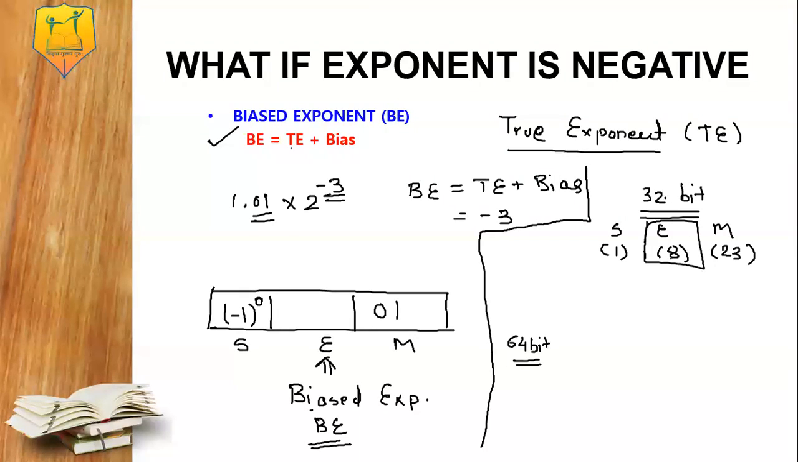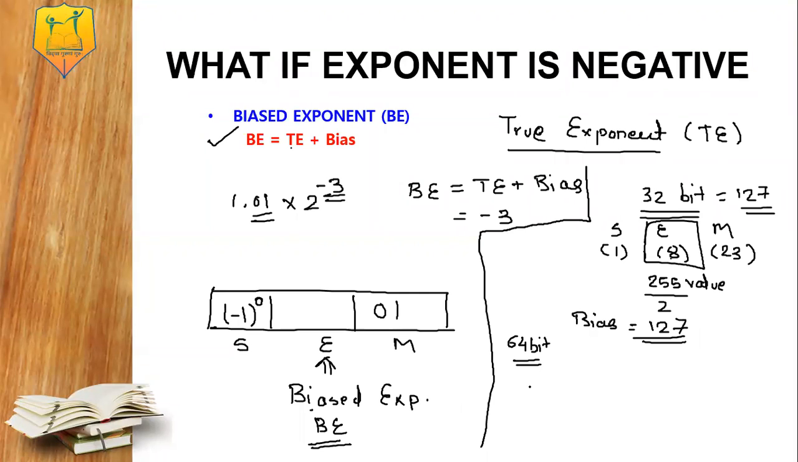I have to calculate the bias value for the 32-bit format. The total number of values for this is 2^8, which means 256 values, 0 to 255. Then we have to take exactly half of it. If we halve it and round off, we get 127. So that becomes my bias value for the 32-bit format.